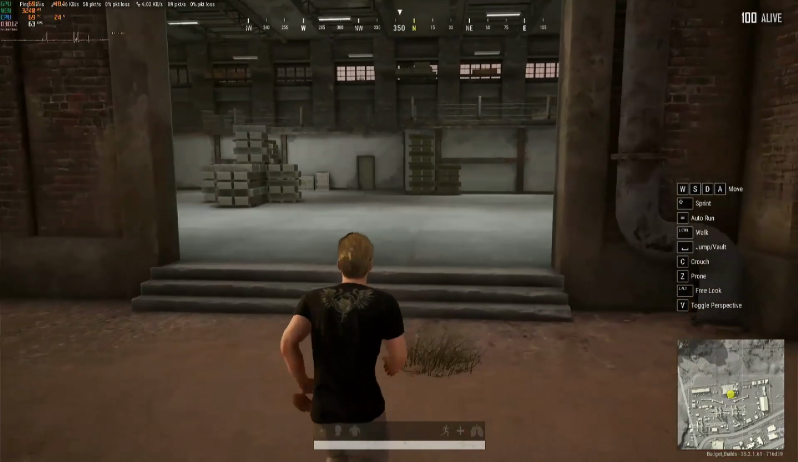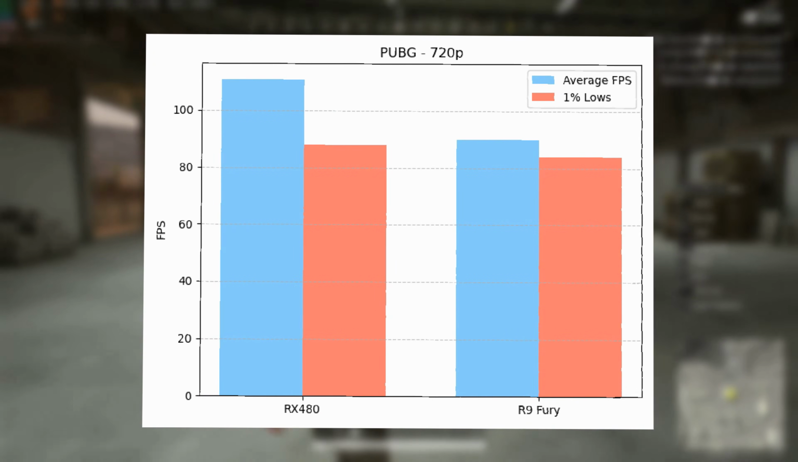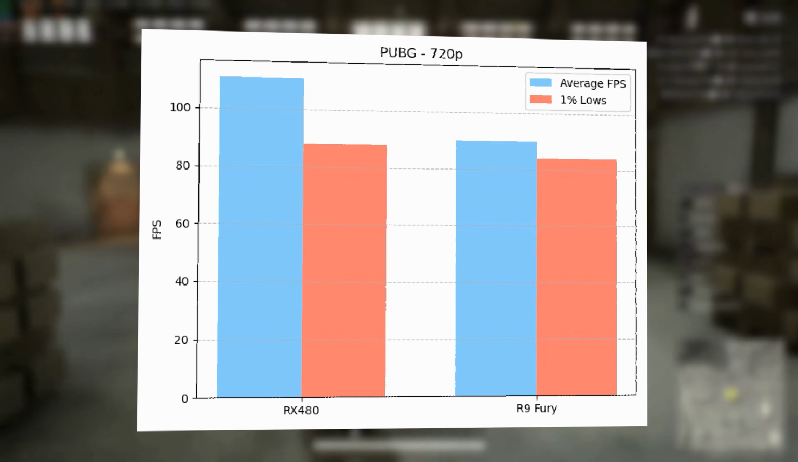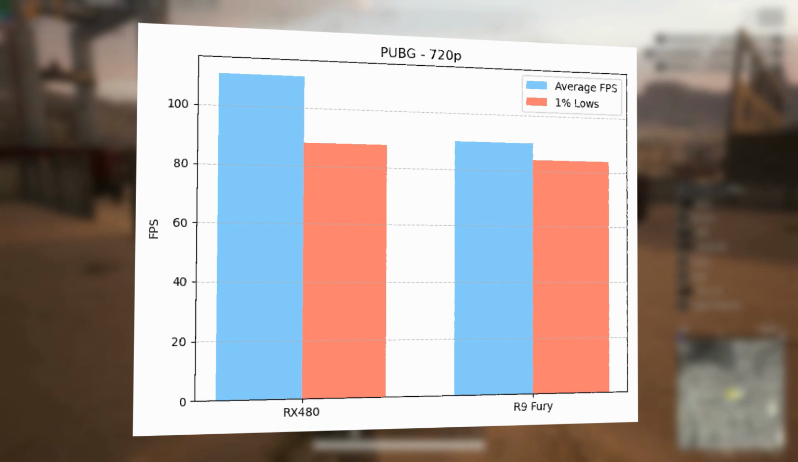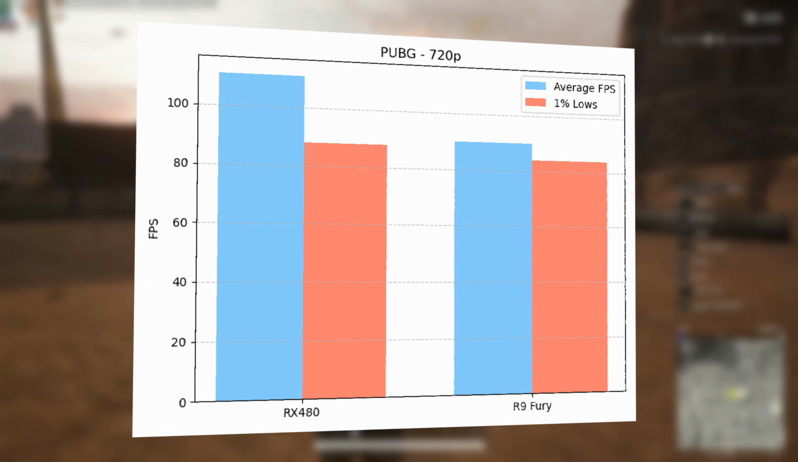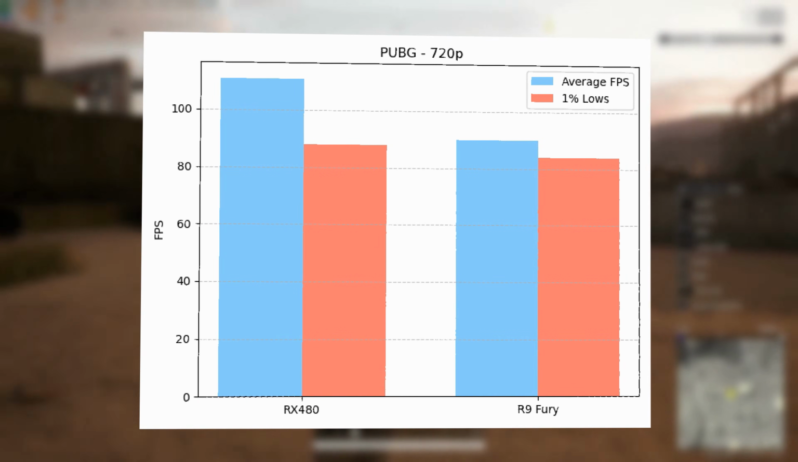Now, when running PUBG with higher settings in 720p, we see the RX 480 setting quite the lead with well over 100 FPS, whereas the R9 Fury, well, it's just not really hanging in there. I mean, it's still a very playable frame rate, but there's no comparison between them. The RX 480 is the undisputed winner here.